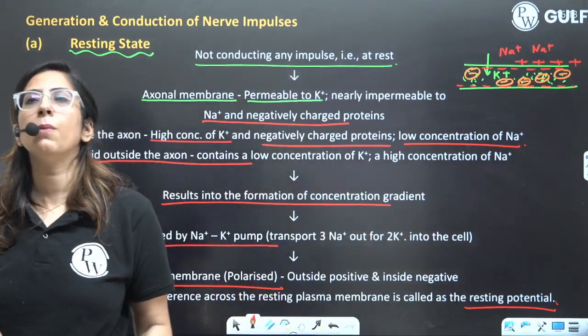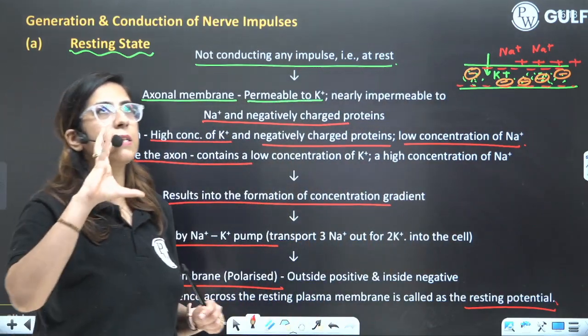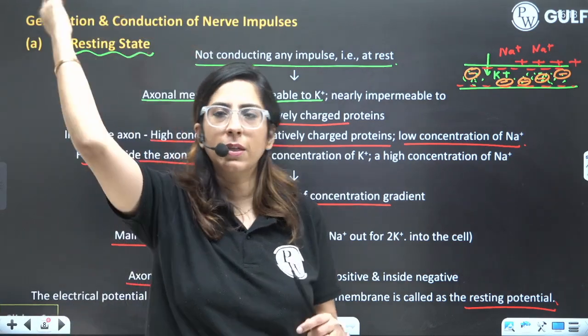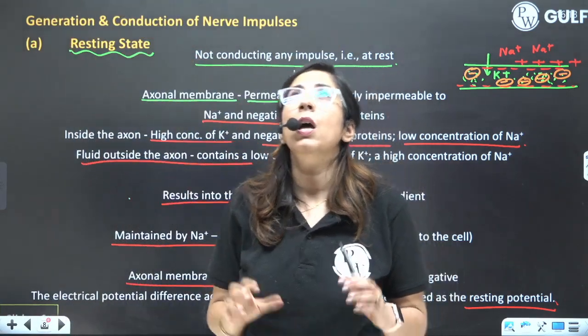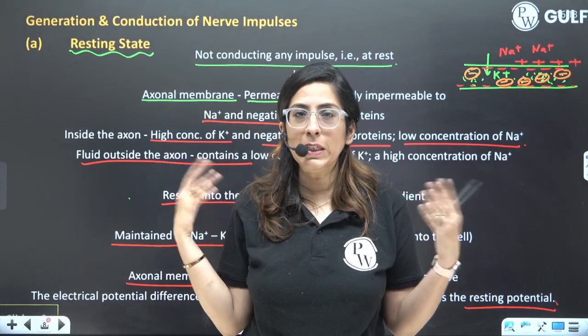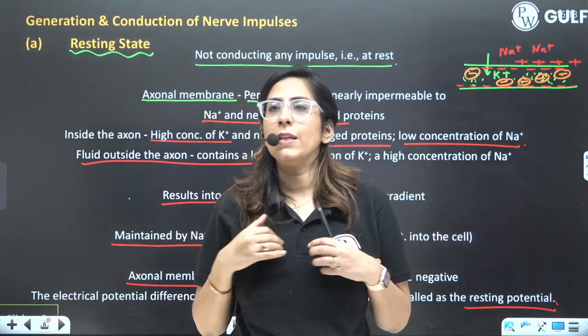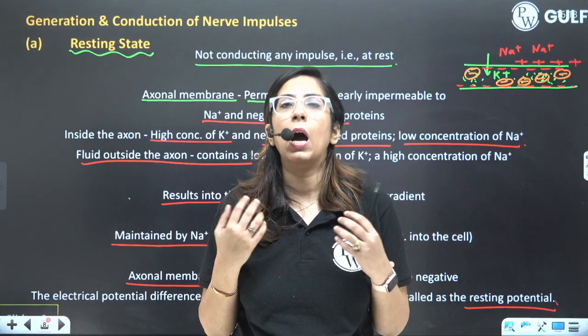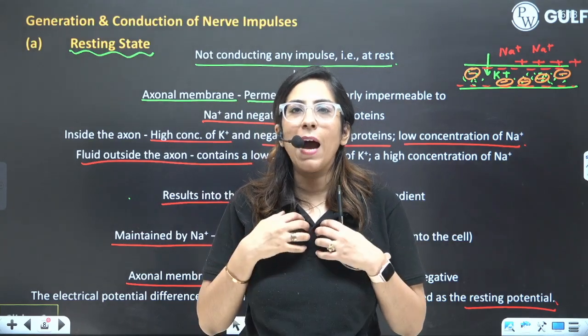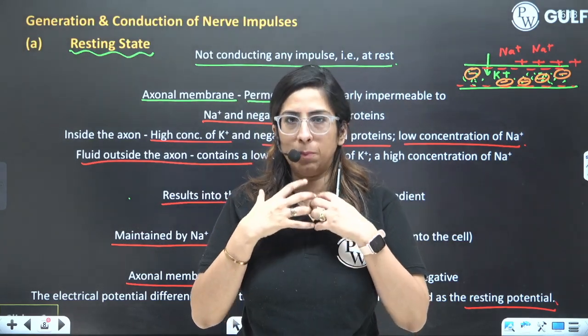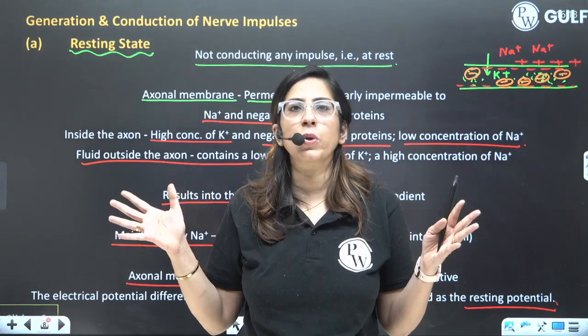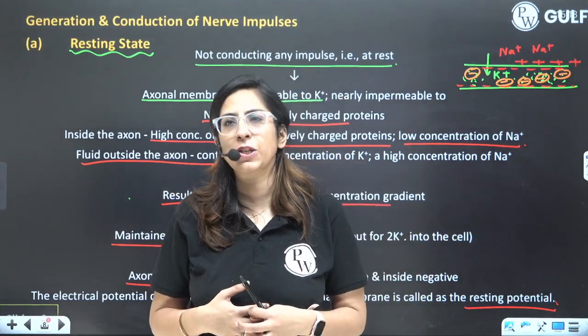So here also potential is there. Just imagine the situation. Consider that I'm a neuron. Outside me, sodium ion is more. Inside me, potassium ion is more. How is it being maintained? Because our axon, our neuron, is pushing sodium out and bringing potassium ion inside.